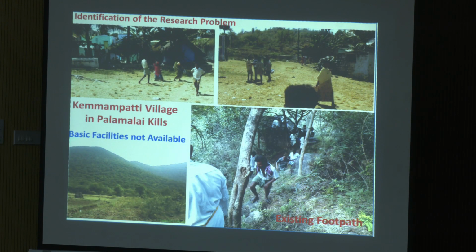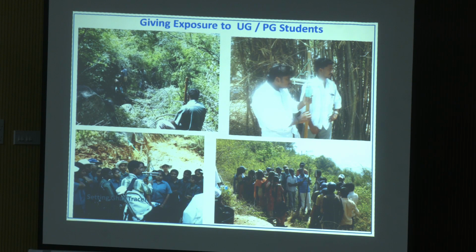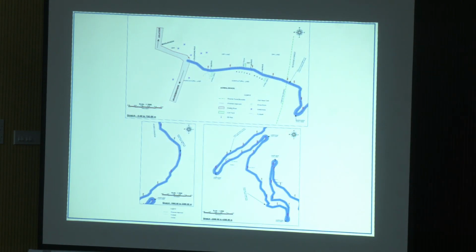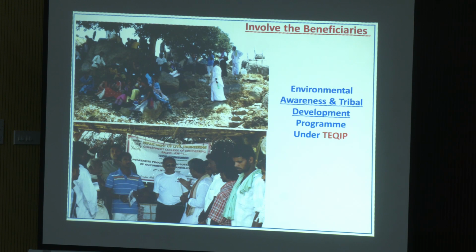Here you can see the scenario. They don't have any hospitals, and schools were not there. This is the existing road for them, a footpath. Then we involved our students. We have to involve our students, then only will they learn. UG students, PG students, they will learn. Then we gave the output and the data. We got permission from the authorities. We had to get clearance from the Environmental and Forest Board, and they marked the trees, and now they have implemented this work. After submitting this, they have implemented this work.